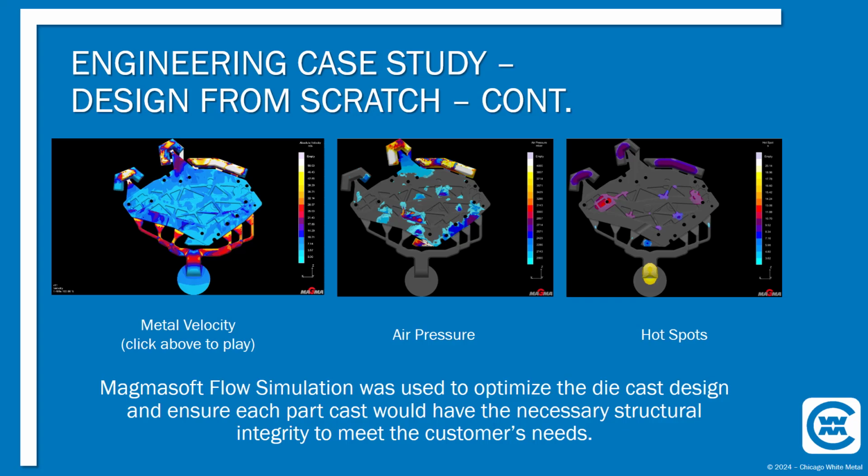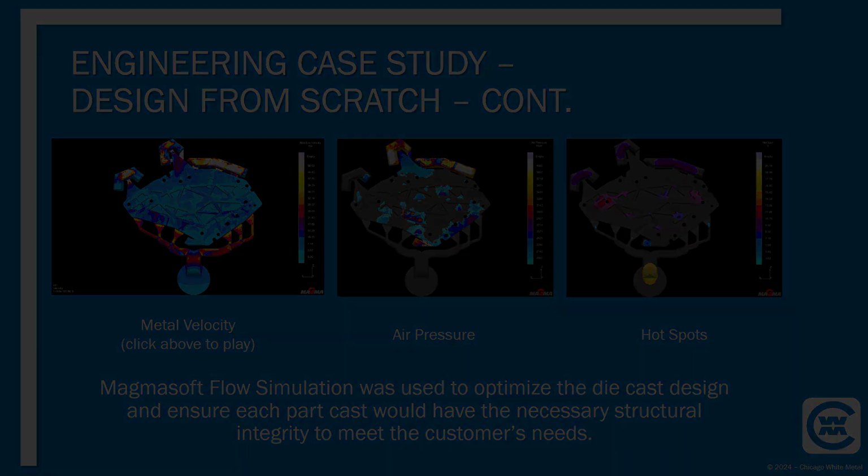This actually, on the scale that we're showing here, these are fairly low, but they show as red just because it's on the scale. But it's a good indicator of where there might be some potential issues with porosity or non-fills or some other potential issues during the casting process. But in the end, this one was a very successful product, and the flow simulation showed that.